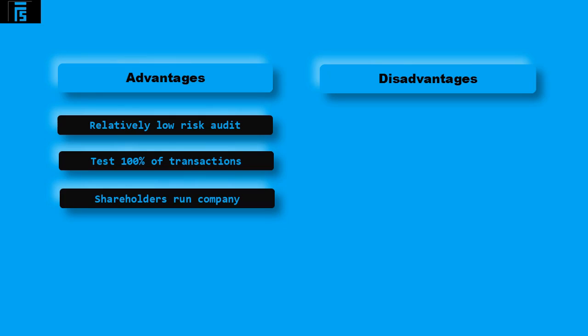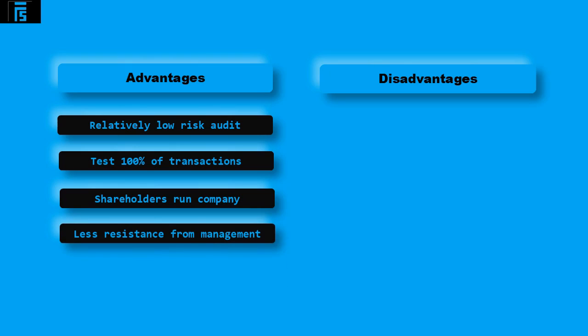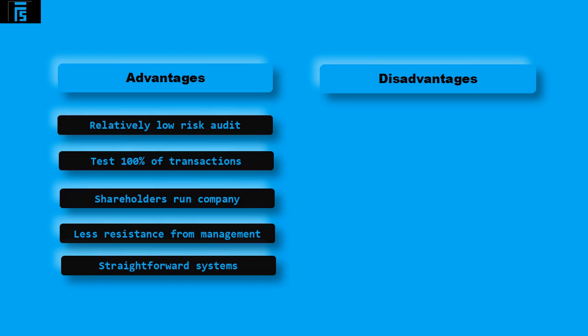The shareholders run the company. With direct control, the management will have full understanding and responsibility for the organisation and can assist the auditor effectively. They may be met with less resistance from management because of this. The systems will often be straightforward and easier to understand, and this makes the assessment of control systems and their reliability easier.